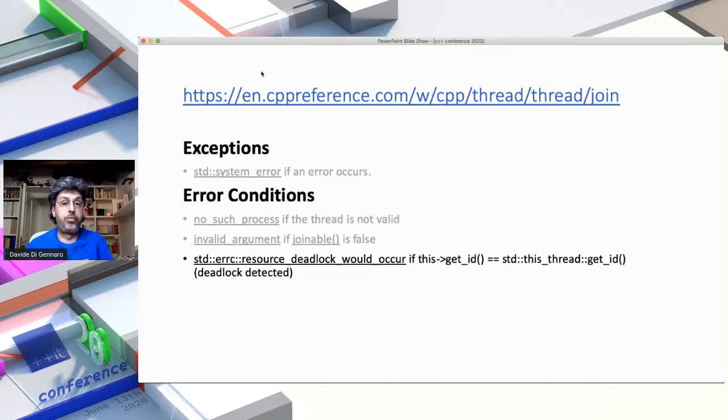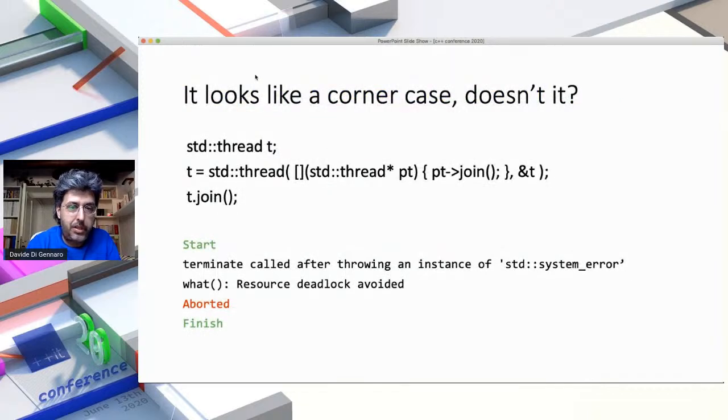Let's see. So first, the motivation of all this. When you check the documentation for thread join, you will see what looks like a strange corner case: thread join can throw an exception marking that deadlock would occur. This happens if the ID of the thread that runs join is the same as the ID of the thread that is being joined. Superficially, you may be tempted to say this is really a corner case. I mean, it really does take some effort to make it happen.